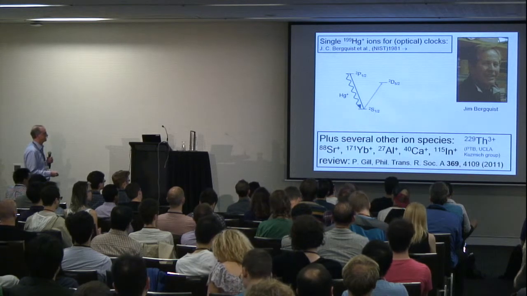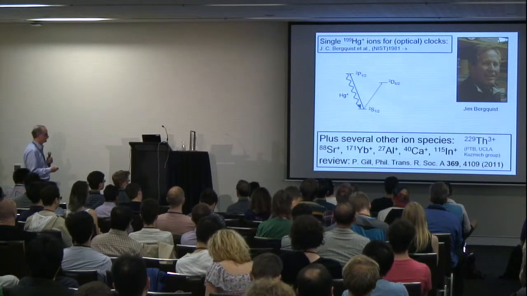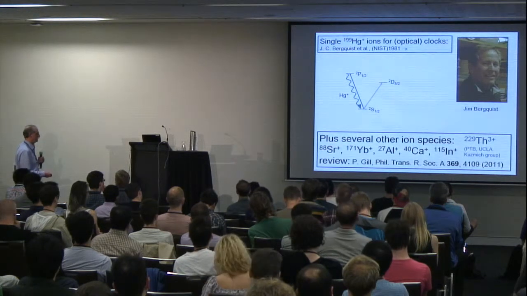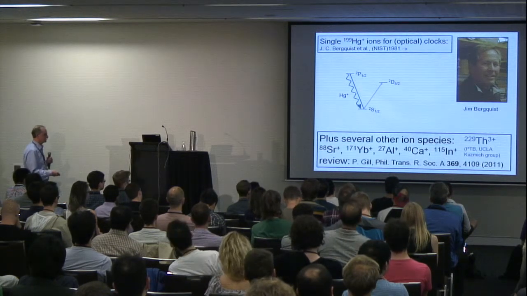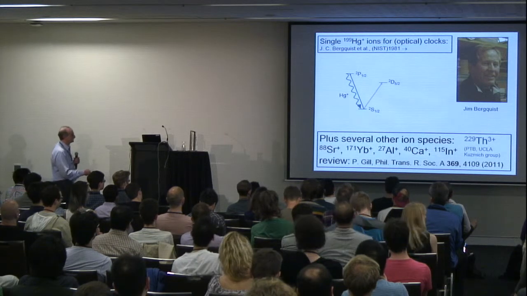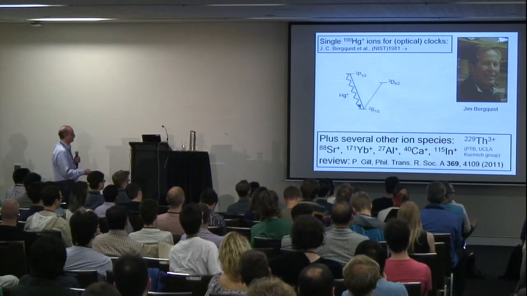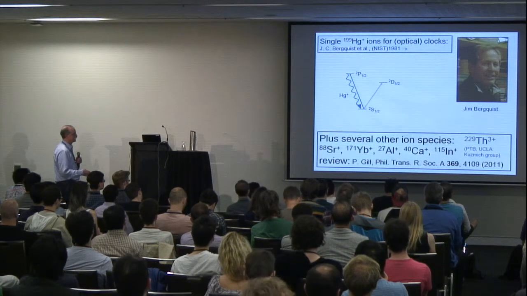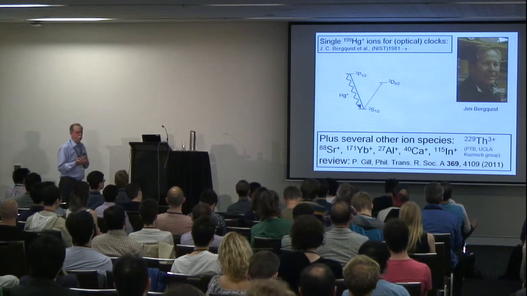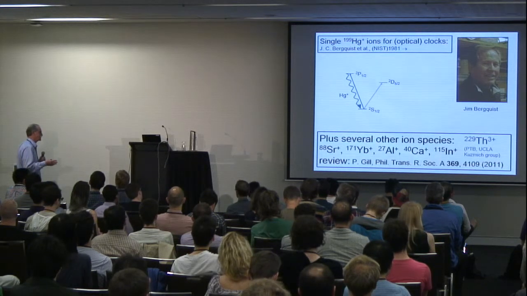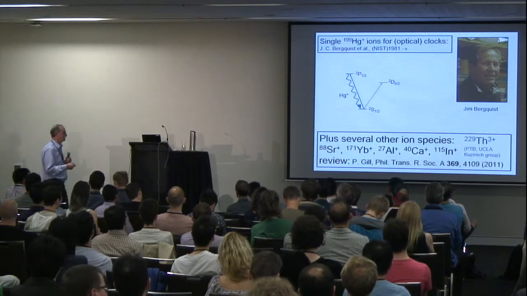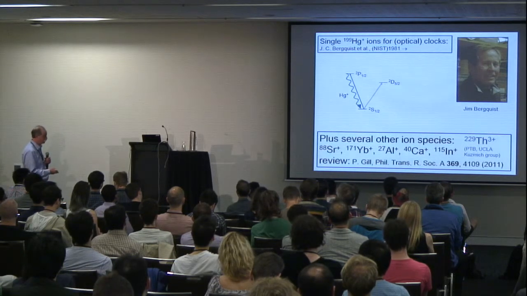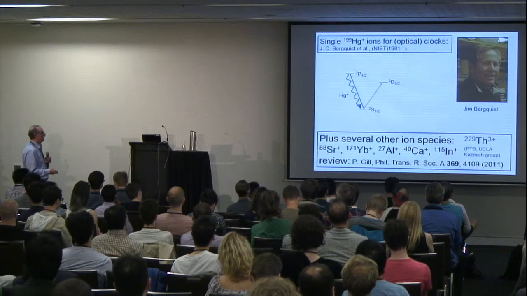These are just the case of atomic ions. There's also many experiments with neutral atoms. And if you did want to find out a little bit more about that, there's a review paper here. One of the interesting ions is thorium, where it looks like there's a nuclear transition that might be in the visible. It turns out it looks like it's fairly far in the ultraviolet, but may be interesting to make a reference based on this nuclear transition.